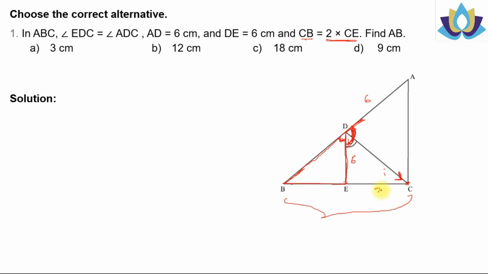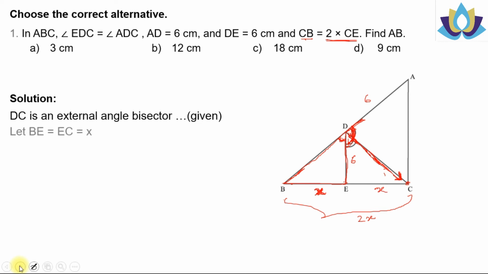So if I take CE as x, CB becomes 2x. I hope you're understanding the substitution. With this, let's understand how we can connect it with the exterior angle theorem. I have already given you that this is the exterior angle and this is the angle bisector which is intersecting at C. So let's understand the further solution. We know that DC is the external angle bisector. So BC and EC, we already counted as 2x and x.